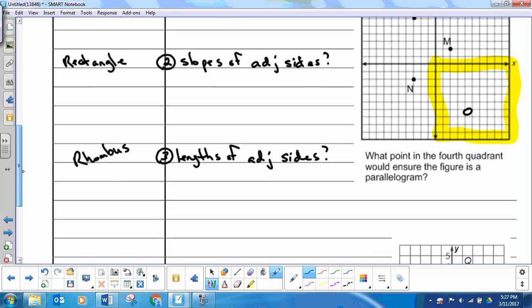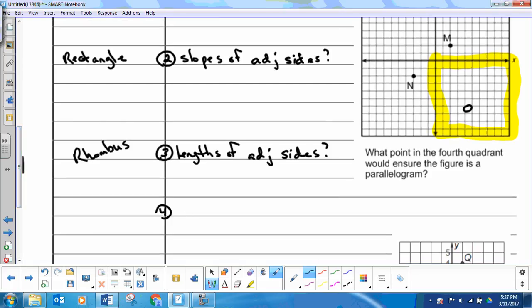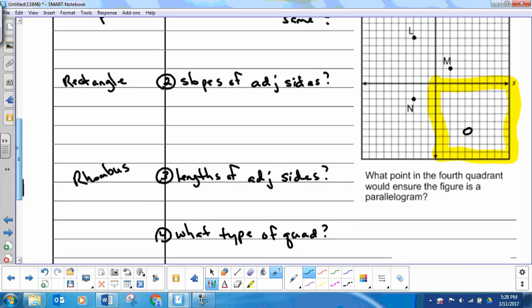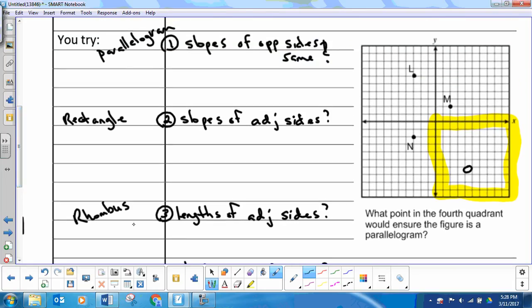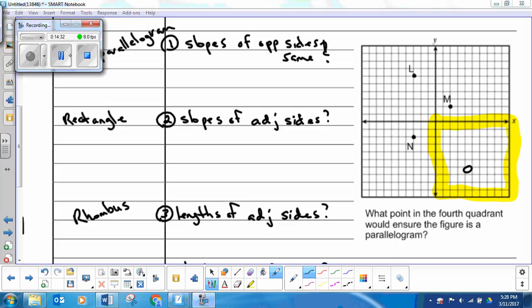And the final thing I want you to confirm is exactly what type of quad you have. Is it a parallelogram? Is it a rectangle? Is it a rhombus? Or is it all the way a square based on what we know? All right, pause the video and work through this problem. And when you've finished, check your work.